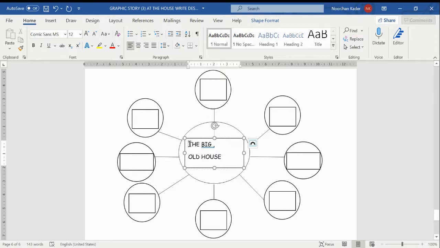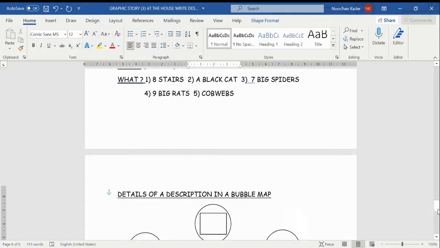Let's move this a bit to the center so that it will be easier for you to see. The focus will be on the big old house.